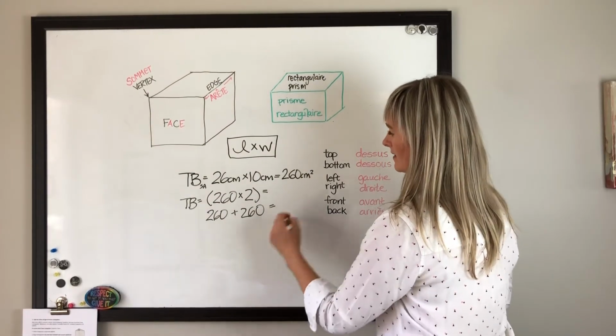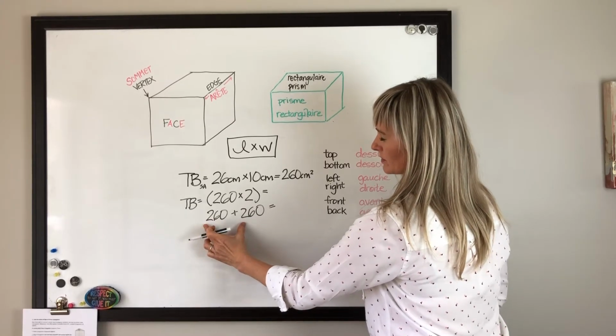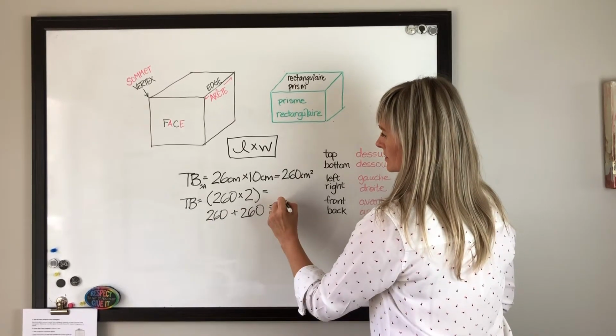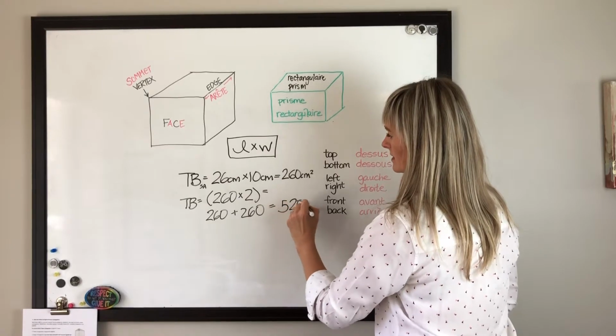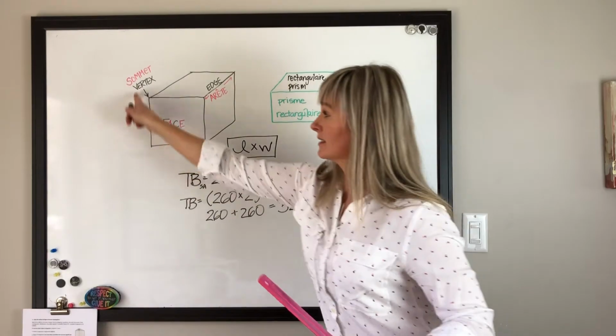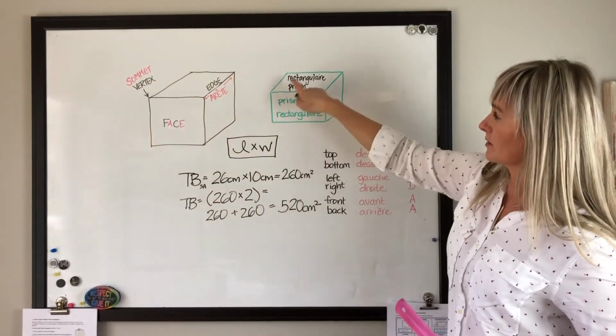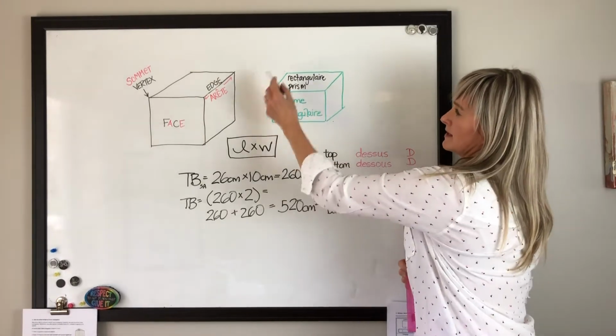So what are we going to have? Well, we know that 60 plus 60 is 120, plus 200 and 200, which is 400. So it'll be 520 centimeters squared. And it's squared because you're literally squaring it. You're multiplying that side by that side. In this case, it's a rectangular prism. So it's longer this way than it is this way.